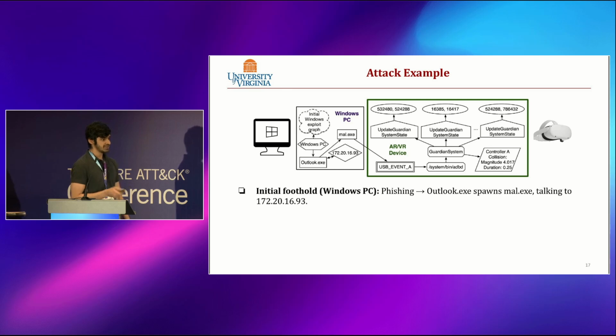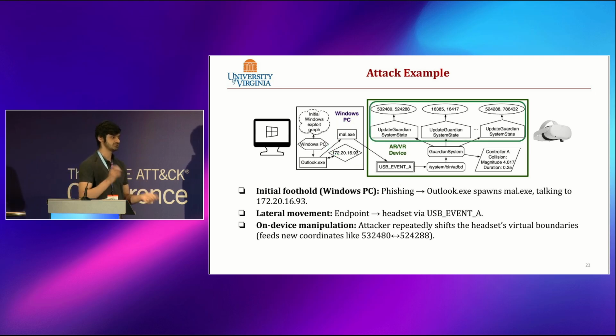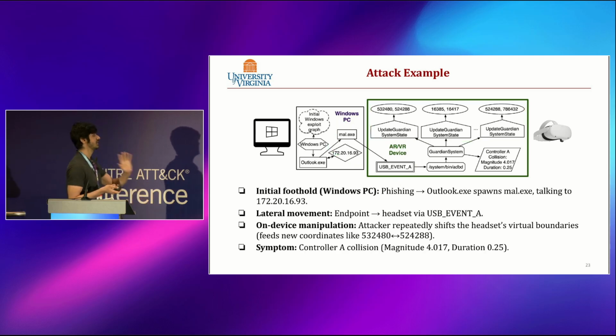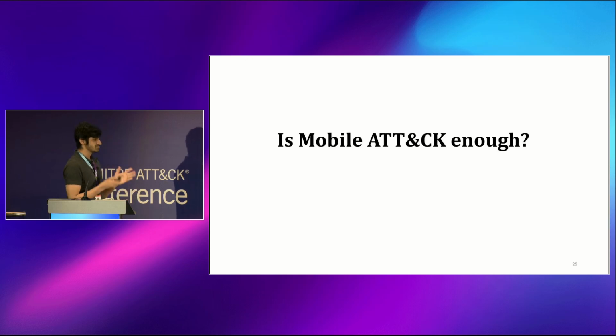Now, the last thing that happened here was the symptom. The user's controller bumped into an object, and then it raised an alert that there's been a controller collision, and this was the magnitude and duration. So this was one of the attacks that you don't see in mobile systems, and we need to study this. That's why I'm mentioning here: is mobile attack enough?